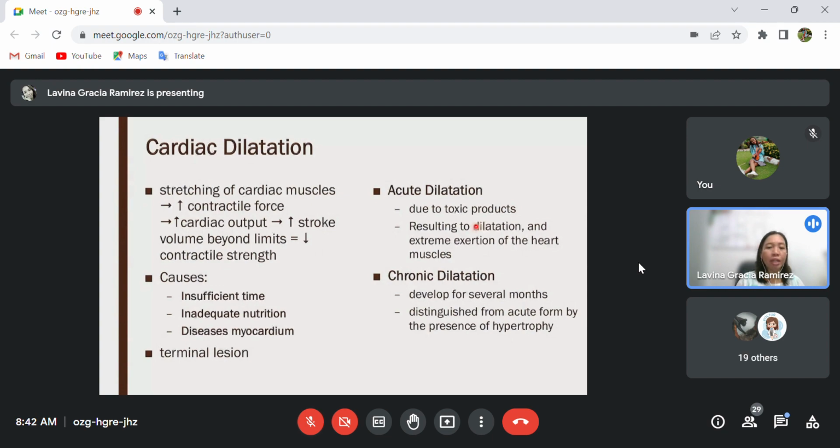For chronic dilatations, dito naman, there is a several months or days or long-term development, distinguished from the acute form by the presence of hypertrophy. So I told you a while ago that hypertrophy can also be mixed with cardiac dilatation. Ang nangyayari dito, there is a stretching of the sarcomere, ito yung sa muscle portion. And then lumalaki 3 to 5 times yung reserve capacity niya, yung sa heart muscle. So that is the cardiac dilatation.